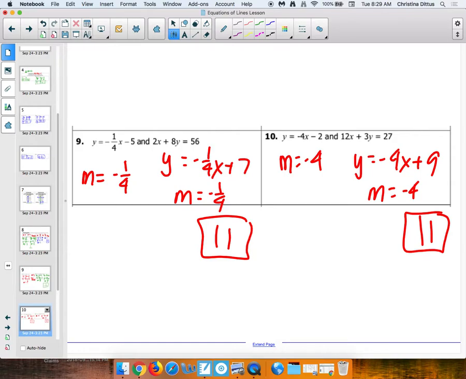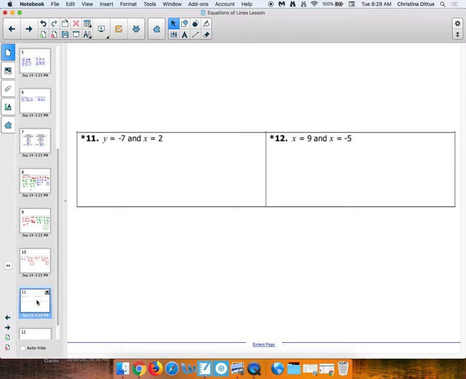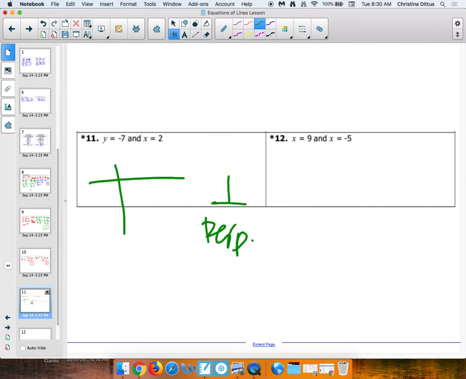Okay, sweet. Last 2. Super easy, super quick. I have y equals negative 7. Is y equals left, right, or up, down? Left, right. So it looks like this. x equals is up, down, or left, right? Up, down. Parallel, perpendicular, neither? Perpendicular. If you want, you can say that y equals has a slope of 0 and x equals has a slope of undefined.